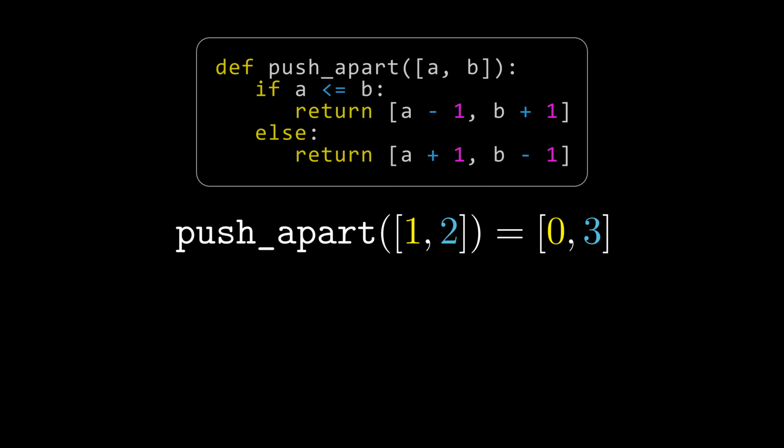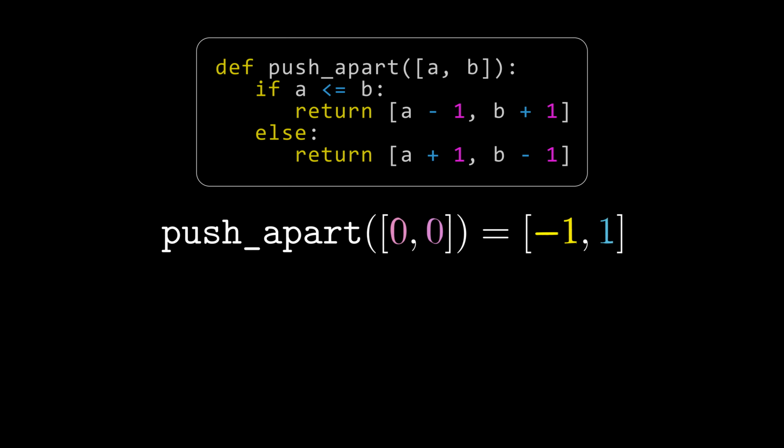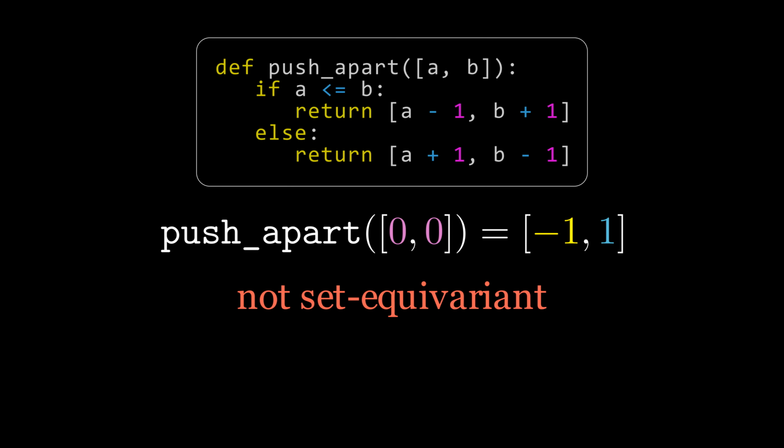If you try a few values, you will see that it behaves just like a set-equivariant function. Changing the input order means changing the output order. However, what happens when you put in two equal values? Well, we can break the tie in the output order arbitrarily, so let's say 0, 0 gets pushed apart to be -1, 1. And now we're mapping two equal elements to two different elements, so it can't be set-equivariant. And indeed, changing the input order does not change the output order, which it would have to do for set-equivariance.